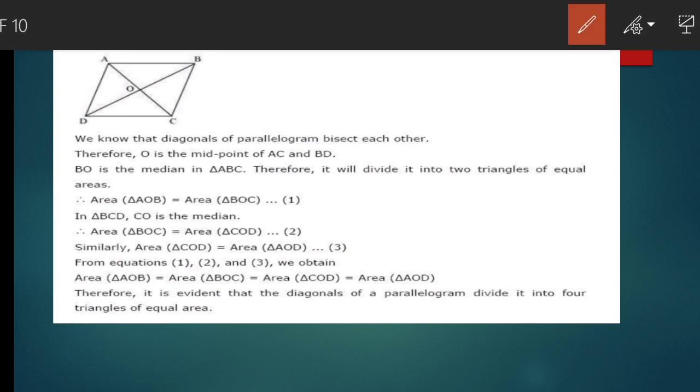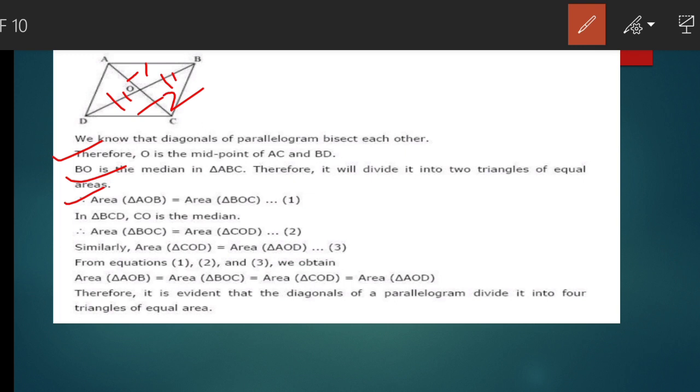ABCD is a parallelogram where AC and BD are the diagonals which bisect each other. Therefore, O becomes the midpoint of AC and BD since they bisect each other. Since AO is equal to OC and OD is equal to OB. So first we are considering the triangle ABC. Here OB is the median. Since AO is equal to OC, OB becomes the median. Therefore we will get area AOB is equal to area BOC. So this triangle 1 and this triangle 2 are equal.